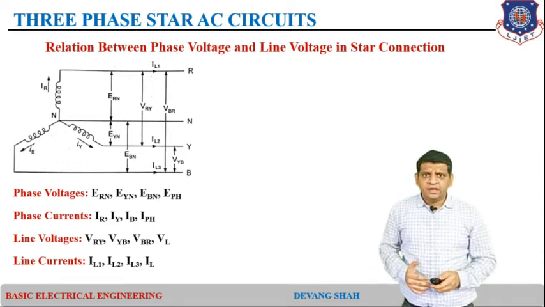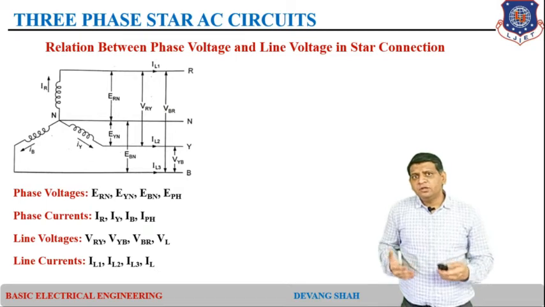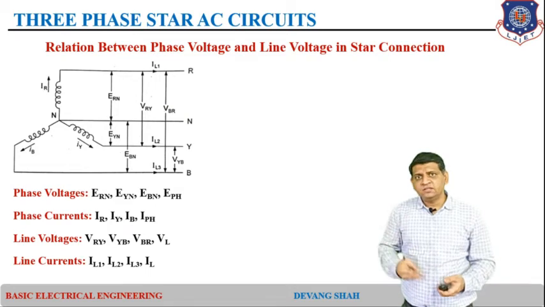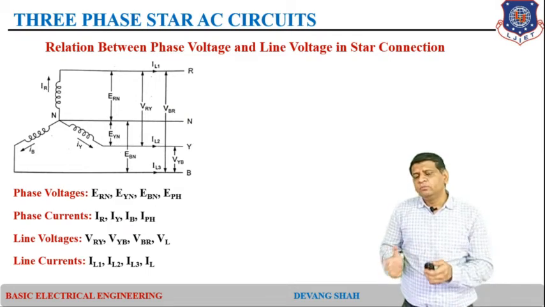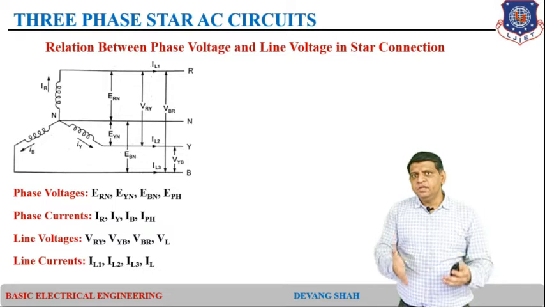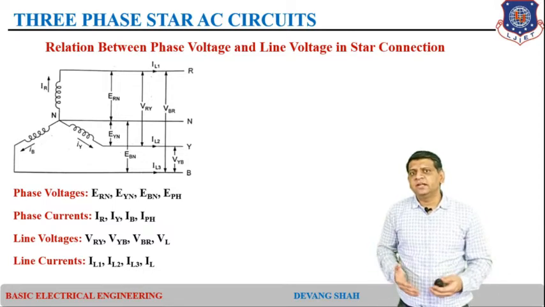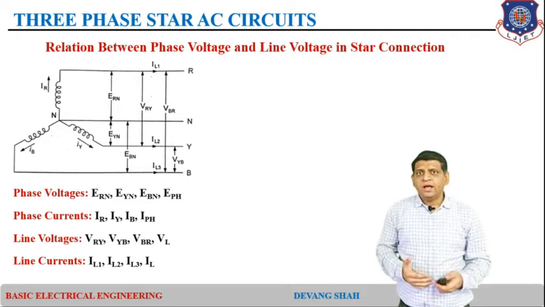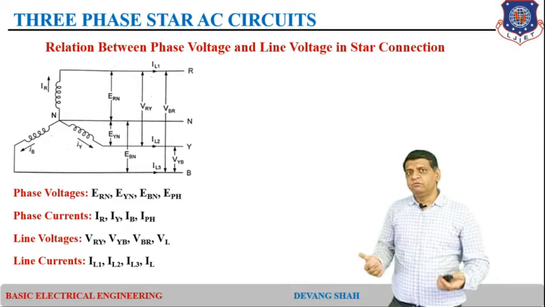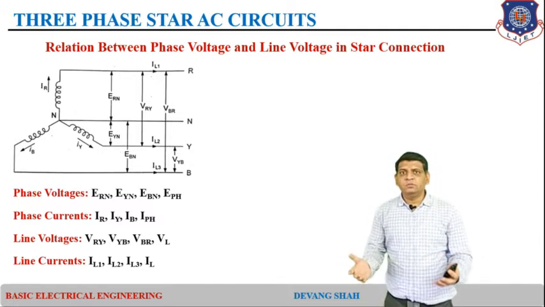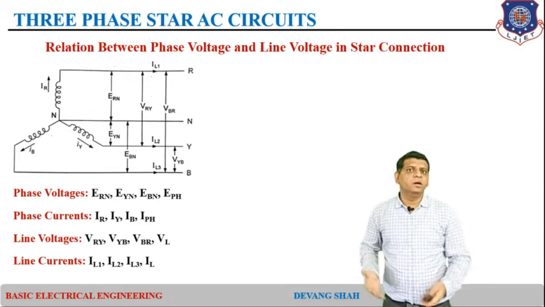Same way, if you talk about the line voltages, a line voltage is nothing but the voltage between two lines. Here I have a total of three lines: red line, yellow line and blue line. So the line voltages are VRY, VYB and VBR, and in general they are considered as VL. Same way, the line currents are defined as IL1, IL2, IL3 and IL. Now what is IL1? IL1 is the line 1 that we define as the red line. Same way, line 2 is the yellow line and line 3 is the blue line.